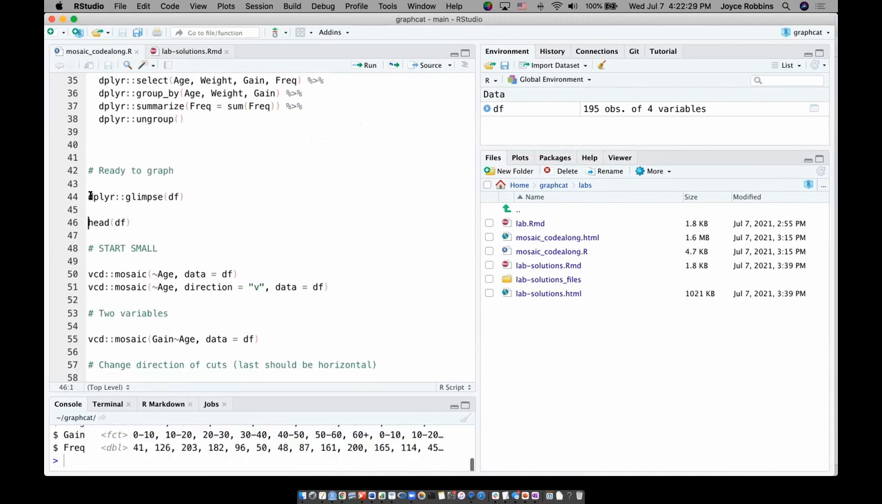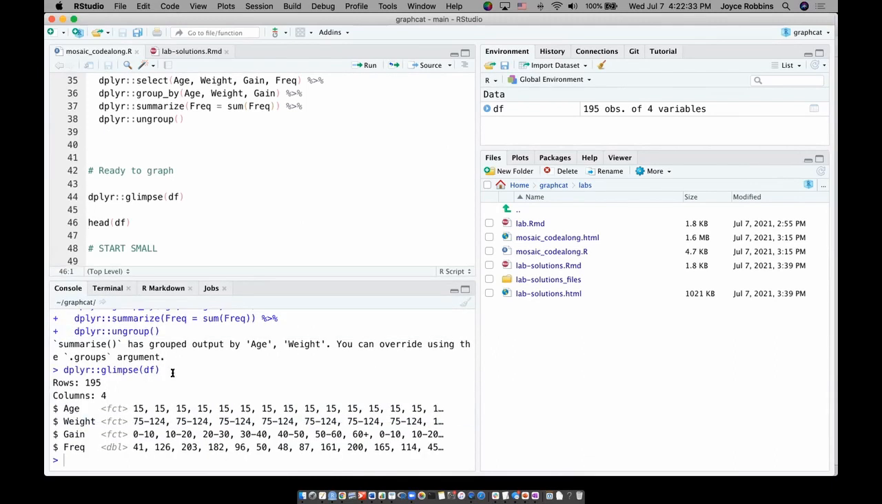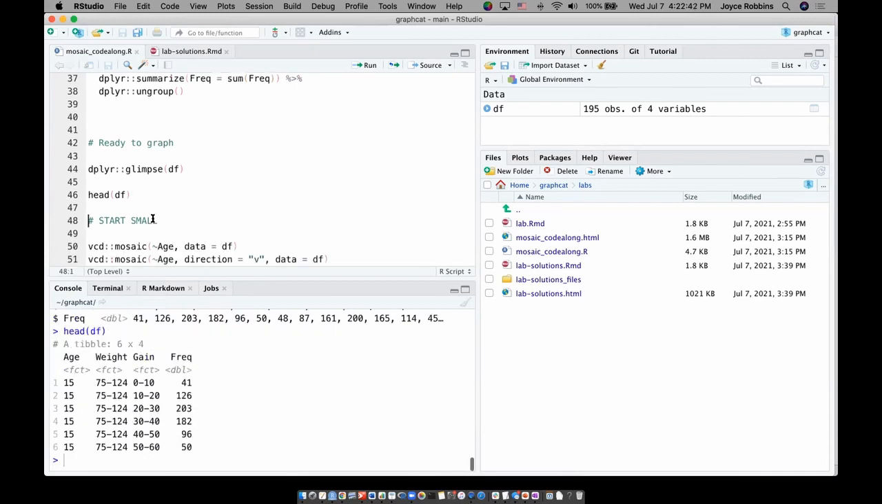Now we'll see what the data looks like for starting. We have now just four columns: the age, weight, gain, and the frequencies. Notice these are all factors. We can just look at the beginning. This stands for under 15. And then the weight, the pre-pregnancy weight category, the gain category, and frequency.